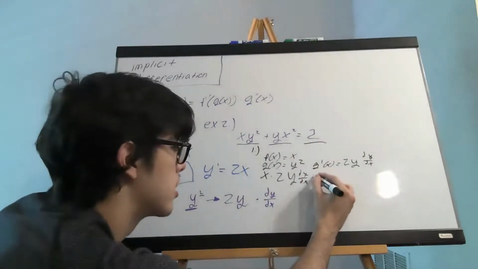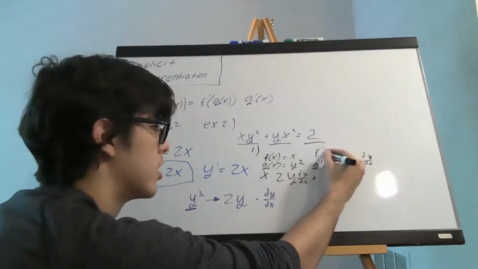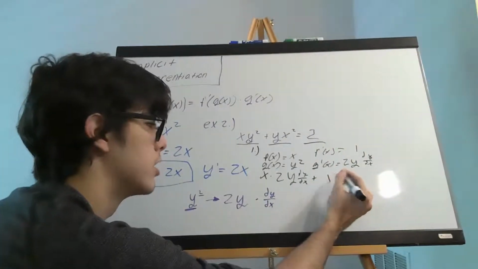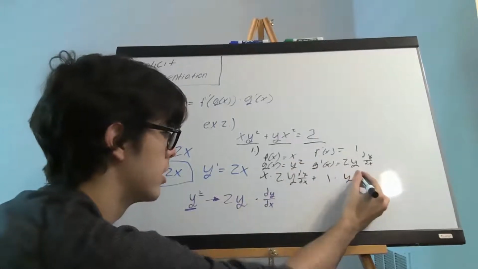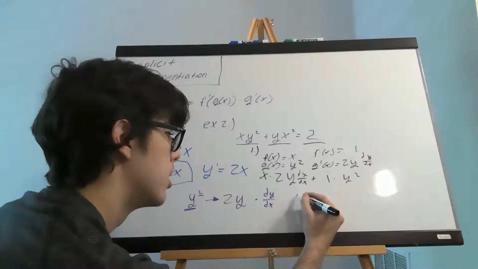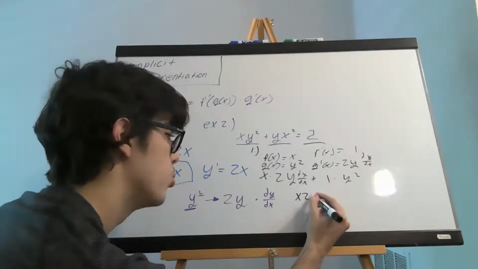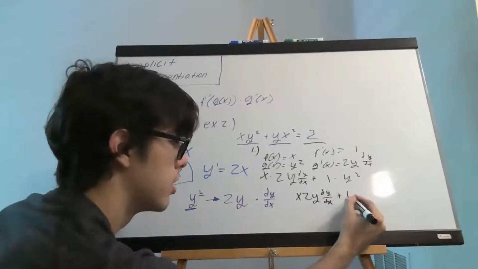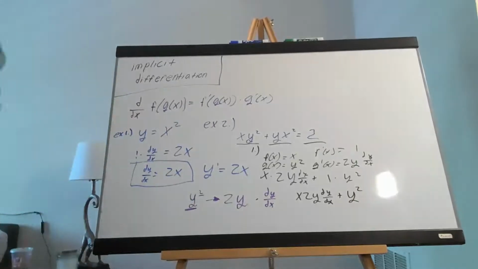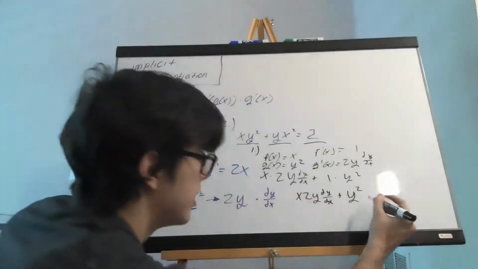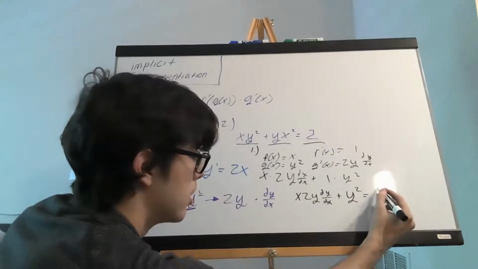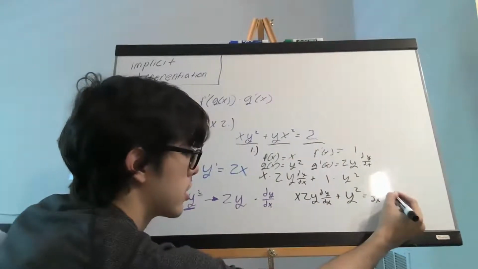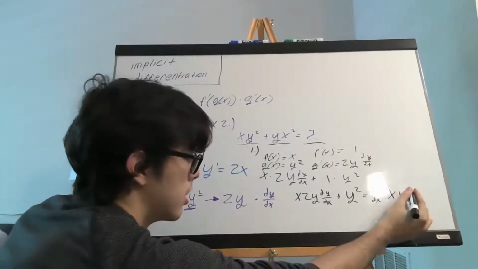And then plus f prime of x, which is just going to be 1. So 1 times g of x, which is y squared. So that's going to give us x times 2y dy dx plus y squared. And that is the derivative. This right here is equal to d dx of x y squared.